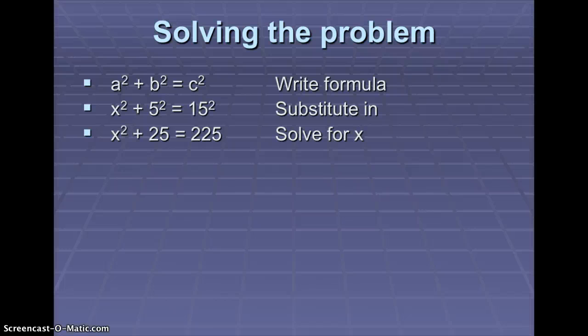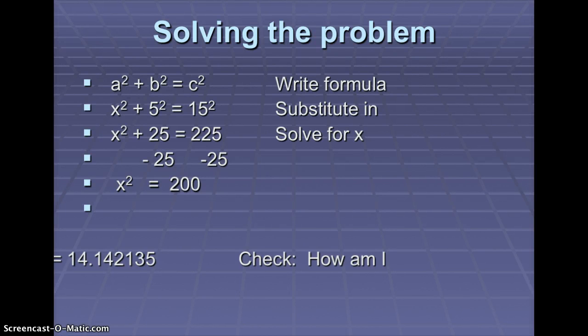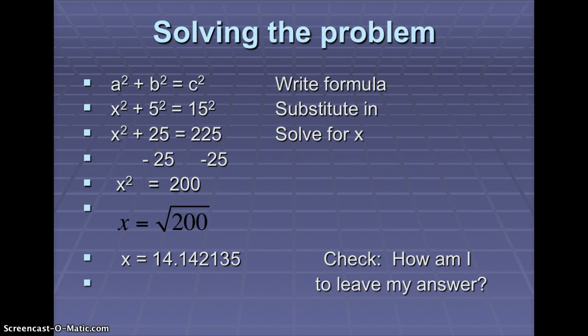When we square each of the variables, we get x squared plus 25 is equal to 225. We're going to subtract 25 from both sides, and we get x squared is equal to 200. So we know that x is equal to the square root of 200, but we have to think about the problem. How are we going to leave our answer?